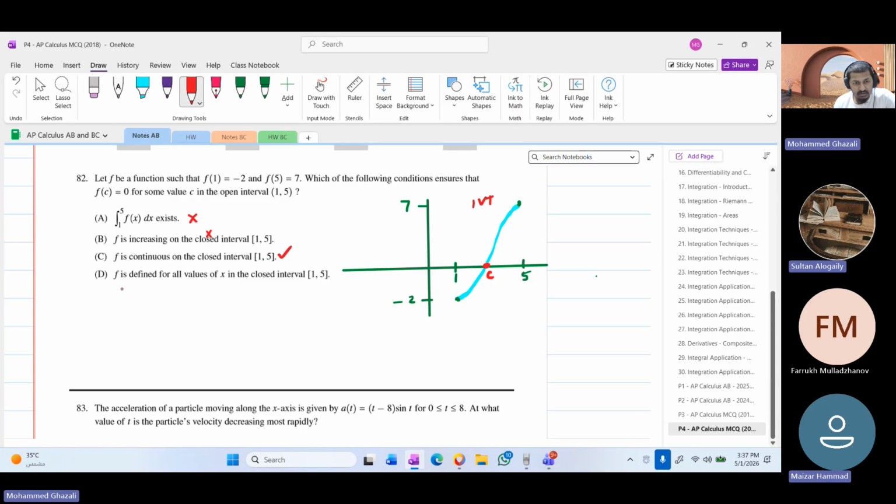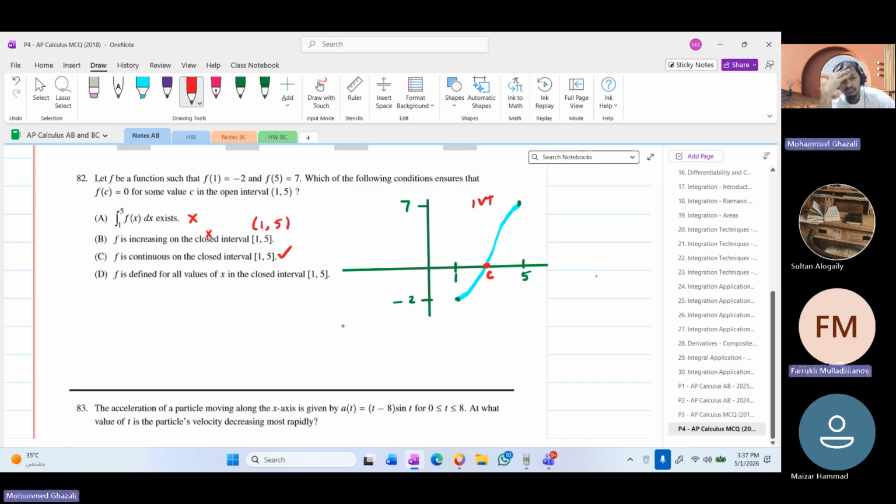Can you explain D again, sir? What does open interval mean? Open interval means 1 to 5. No, how would that be in graph terms? How would you graph an open interval, not including the endpoints? You have to sketch the derivatives. How is D wrong? F is defined for all x values in the closed interval 1 to 5.